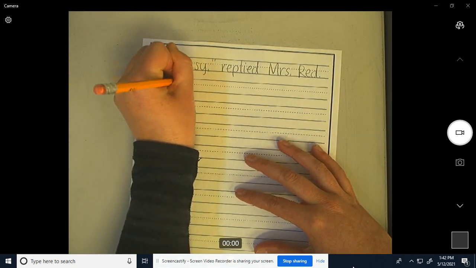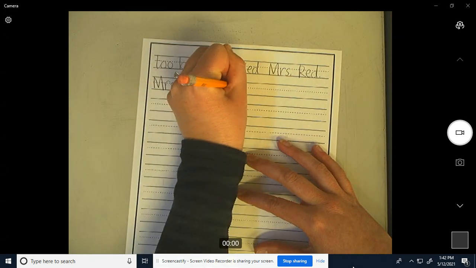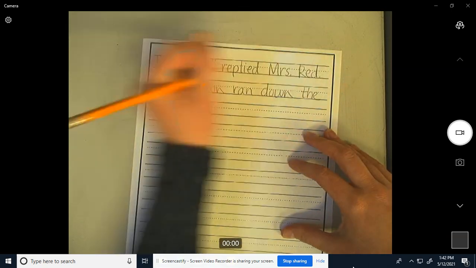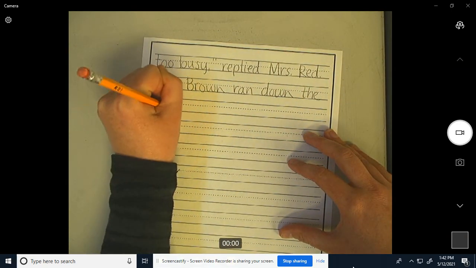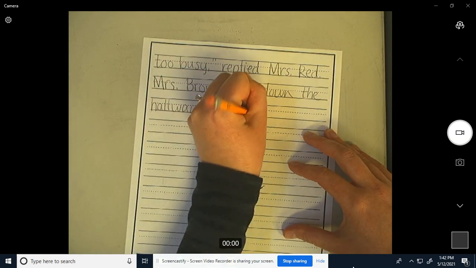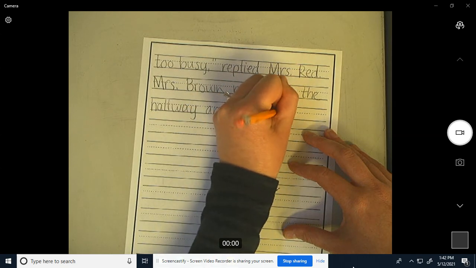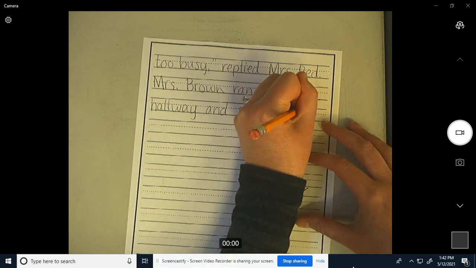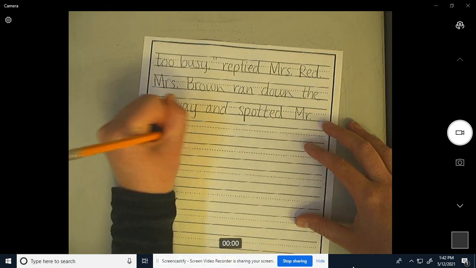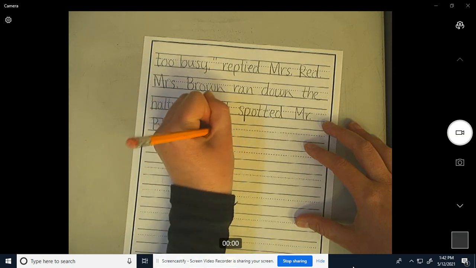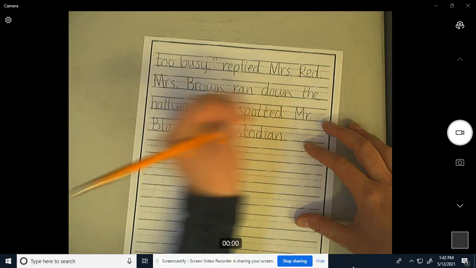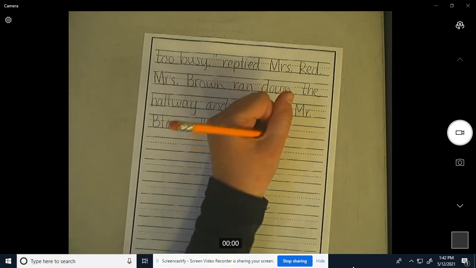Mrs. Brown ran down. I like how in all of the sentences that Mrs. Burnett is using, she's indicating that Mrs. Brown is going fast and quickly by using words like ran and hurried. And that indicates that there's probably an emergency and she's trying to find help. I'm going to say who it is. The custodian. Spotted Mr. Blaze, the custodian.